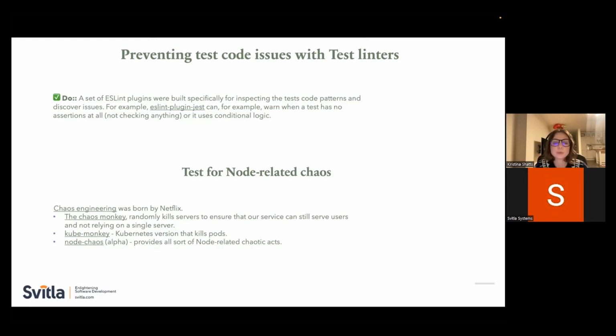And test for node-related chaos. So chaos engineering was born by Netflix. They created the Chaos Monkey that randomly kills servers to ensure that they still could serve their users. Also there exists a library, KubeMonkey, which is the Kubernetes version of that, and Node Chaos that provides all sorts of node-related chaotic behavior.